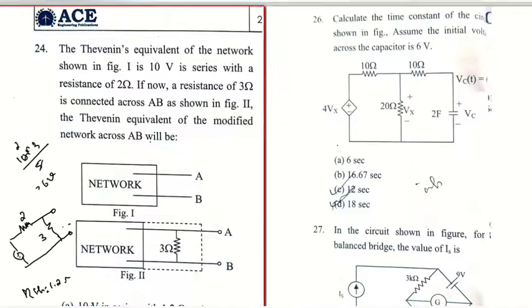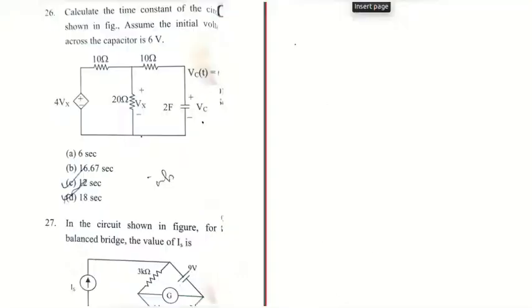The next question asks: calculate the time constant of the circuit shown in the figure. Assume the initial voltage across the capacitor is 6 volt. To find the time constant, we have to find R equivalent into C equivalent. This is our time constant for an RC circuit.